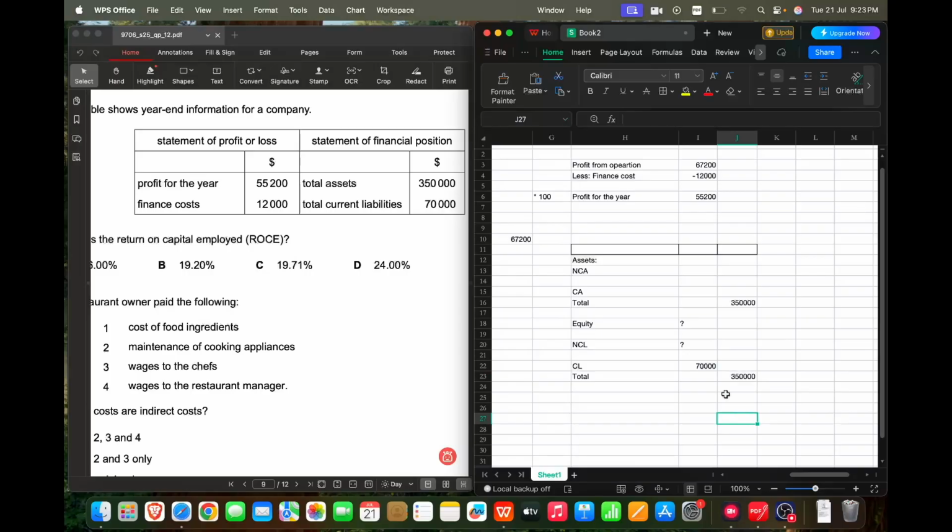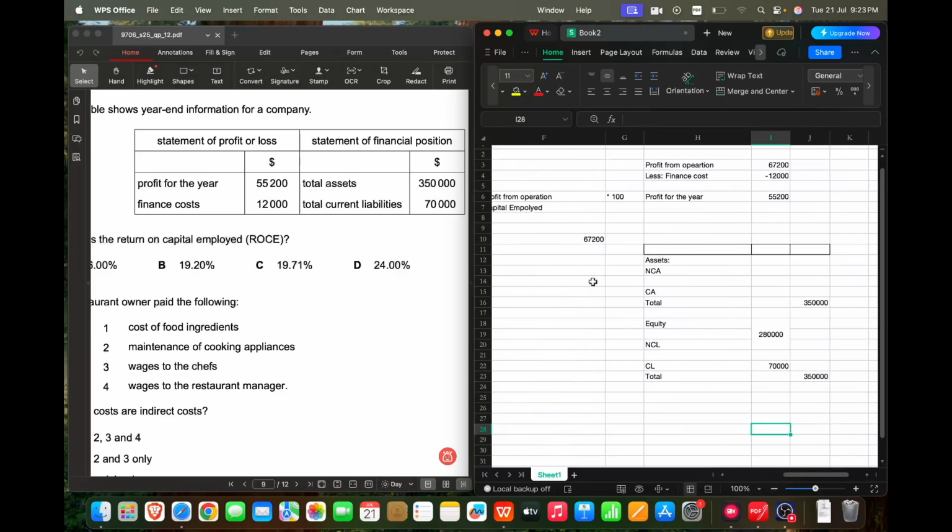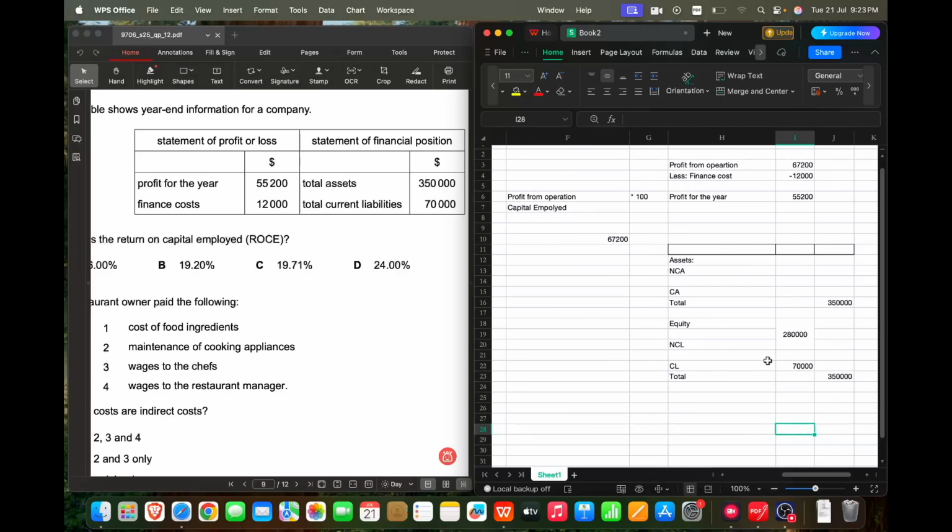So that means equity and non-current liability, when I subtract 70,000 from this 350,000, is the total amount. Equity and liability total is 350,000 minus 70,000, that is 280,000. And I told you that capital employed is equity plus non-current liability. That means this 280,000 is my capital employed.